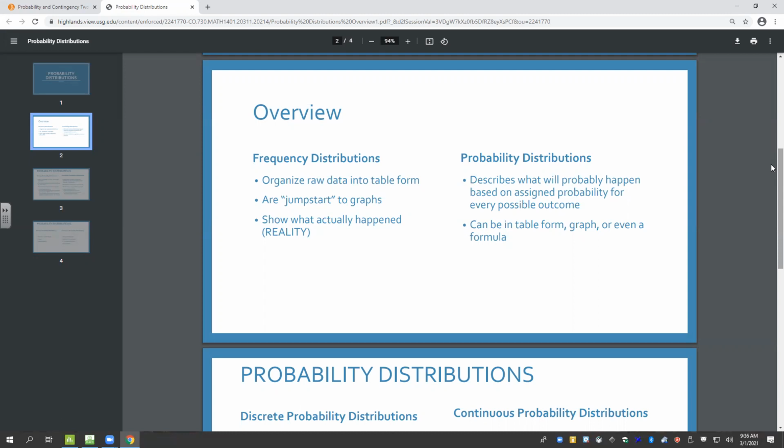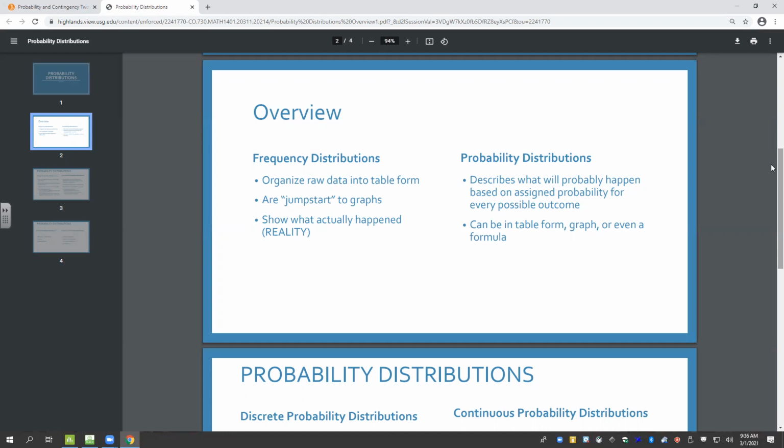Today, we're going to begin talking about probability distributions. Probability distributions, it's still a fancy term for a table, okay? But it changes its focus. Instead of focusing on the frequency of a category or the frequency of a particular number range, it focuses on the probability of that particular event occurring.